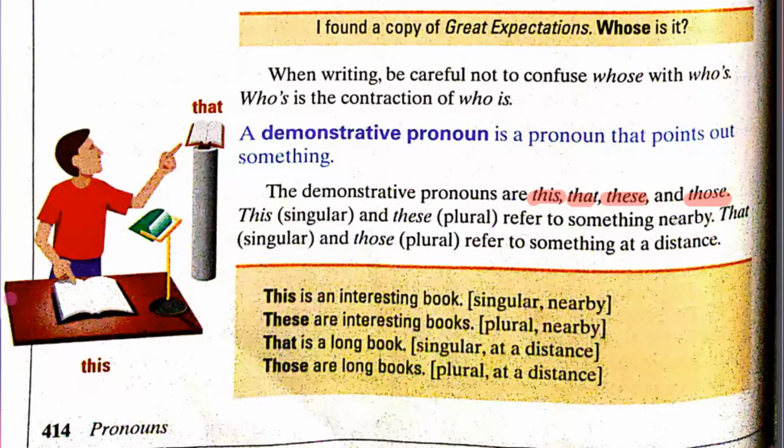And then we have that, which is when we talk about one thing that is far away from you. That chair. And when we have more than one, we use the word those, those chairs, to refer to something at a distance. Something is far away from you, not that far away, like that mountain, or those students, or stuff like that, okay?